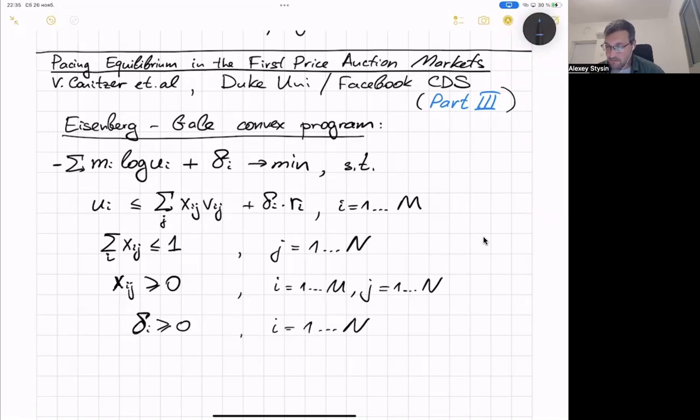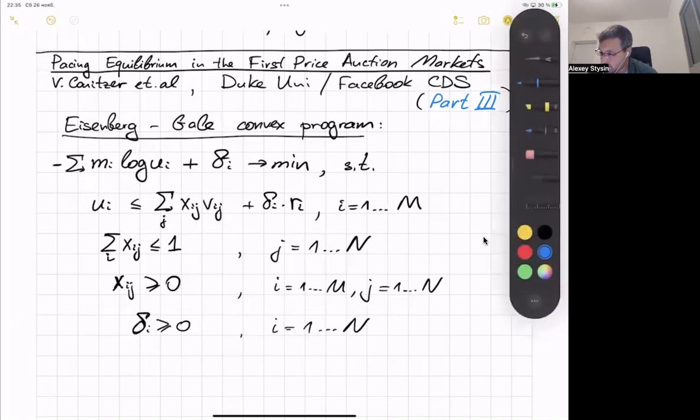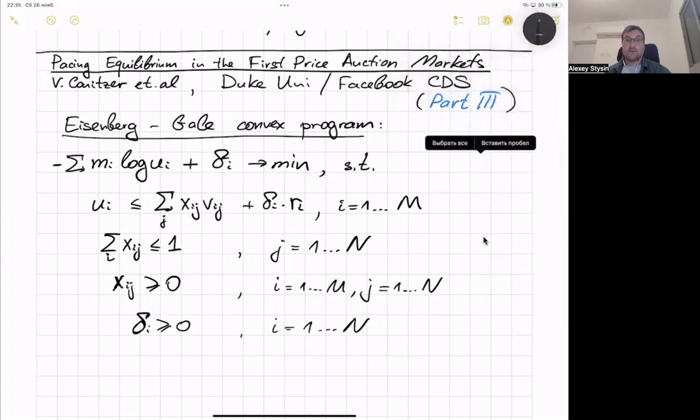This is part 3. In this video, we will continue to see how the results from this paper could be derived. In this part, we're actually going to do all this technical part of deriving the dual of the Eisenberg-Gale convex program. And from it, we will get all the properties that we want to have according to the definition of pacing equilibrium.